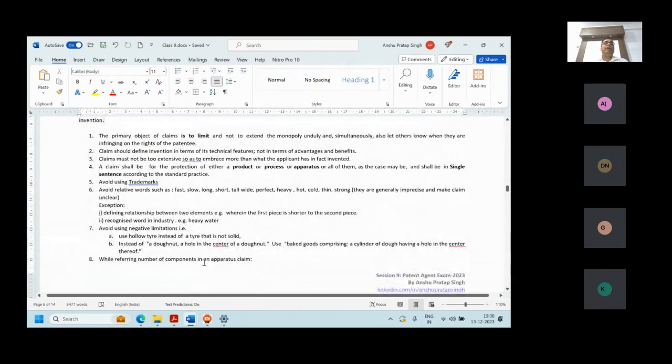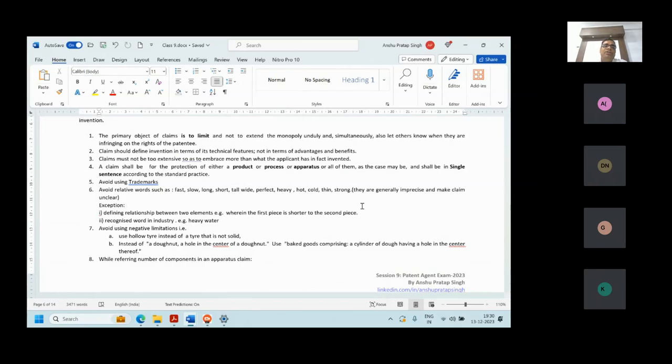What is most important while drafting is that you have to avoid relative words: fast, slow, long, short, tall, wide, heavy, hard, cold. These you should not use. The exception is when you are defining a relationship between two elements, then you can say the first piece is shorter than the second piece. There you can use a relative word. Otherwise, don't use relative words.